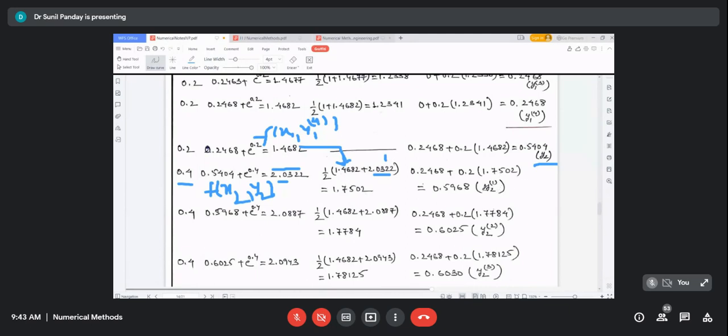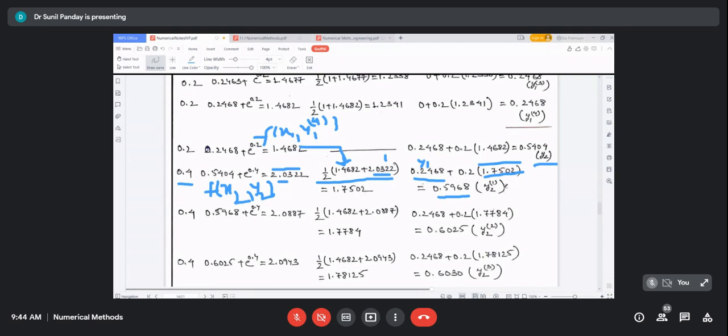Now to get the first updated value of y2, you will write y2 equals y1, sorry, it is actually y1 fourth, that is 0.2468. So it will also remain the same, plus h into the mean slope. This one is the mean slope you have calculated here, and after simplification you get the first updated value of y2. Now you want to modify this again.